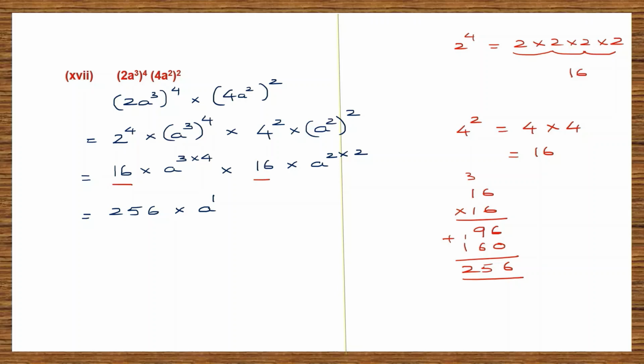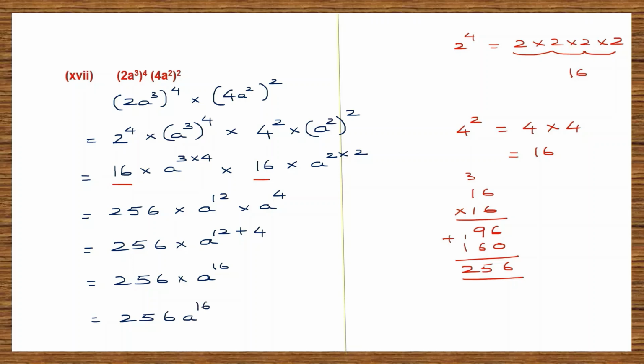So let's write down 12 there. Into the other is 2 2s are 4. So here what do we have? 256 into, since it is multiplication, we can add the powers: a to the power of 12 plus 4. So this is 256 into a to the power of 12 plus 4 is 16. So the final answer is 256 a to the power of 16.